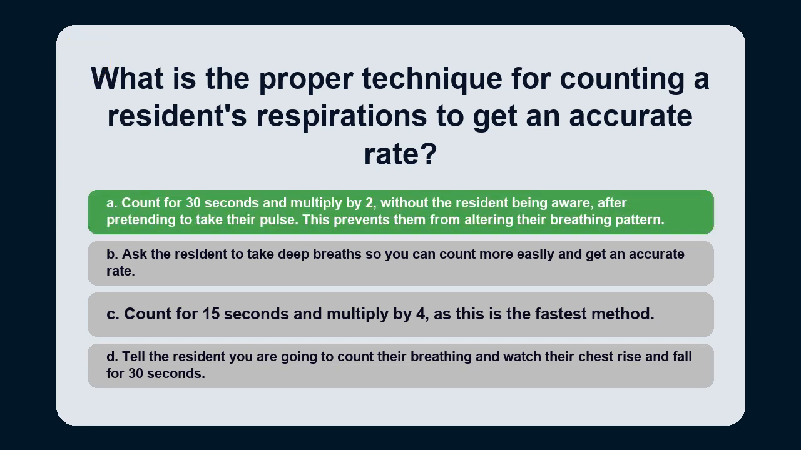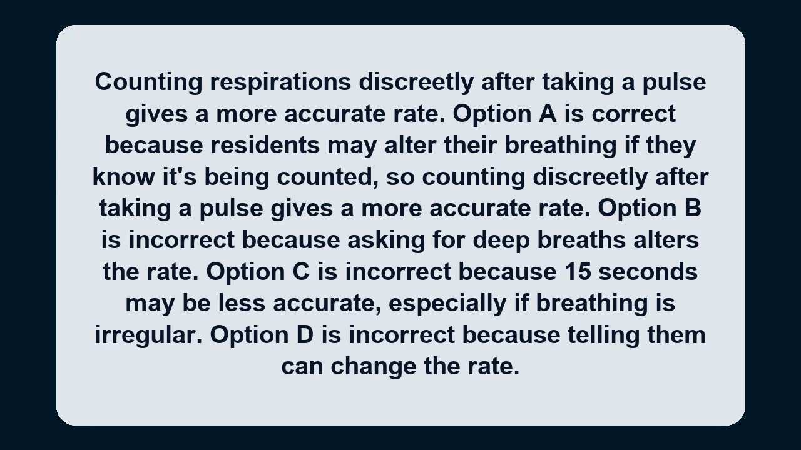The answer is A. Counting respirations discreetly after taking a pulse gives a more accurate rate. Option A is correct because residents may alter their breathing if they know it's being counted, so counting discreetly after taking a pulse gives a more accurate rate. Option B is incorrect because asking for deep breaths alters the rate. Option C is incorrect because 15 seconds may be less accurate, especially if breathing is irregular. Option D is incorrect because telling them can change the rate.